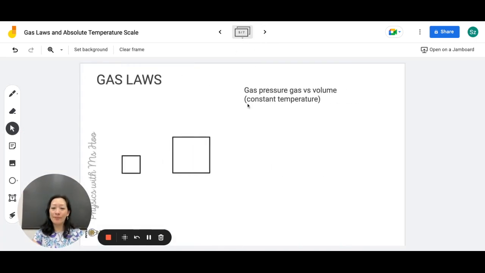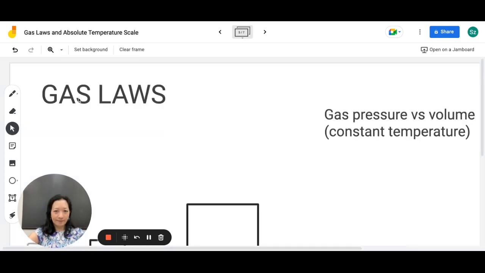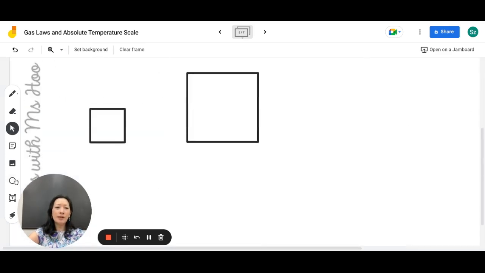Third gas law, where now we keep the temperature constant and we will observe how the gas pressure changes with volume. I realize there's a typo here, so I'm just going to fix that really quickly. Okay. And zoom in. So I want you to imagine now again, let's say we've got some gas particles trapped inside here.